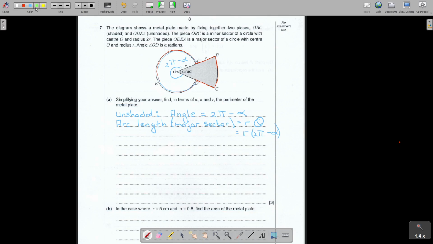Now I'm just going to change the colors to help me. Now I'm going to find this part. So let's call this the shaded. And I'm going to find, okay, again I have the angle, so I'm going to say the arc length, and now it's the minor, you see? But very important, look at the radius. The radius in this case is not just r, it's 2r. Okay, so the arc length.